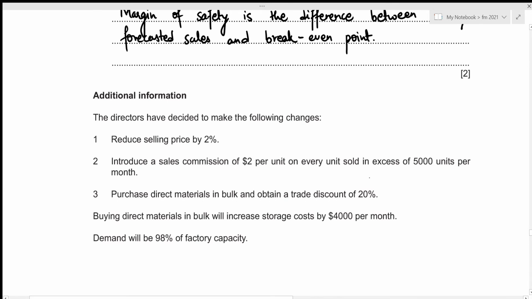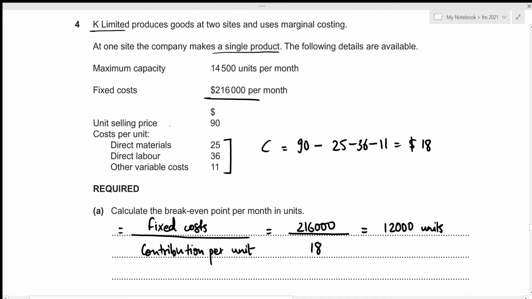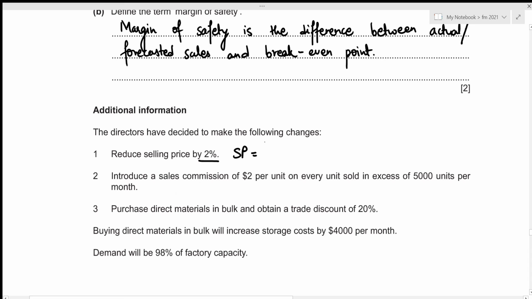Now the directors have decided to make the following changes. Reduce the selling price by 2%. Let's do that. So previously, we can see that our unit selling price was 90, so we're just going to reduce it by 2%. That's going to be 90 times 1, and since we're reducing, that's going to be a minus. And the reduction rate is 2%, which we can write down as 0.02. This gives our new selling price to be 90 times 1 minus 0.02, which results in the value of 88.20.